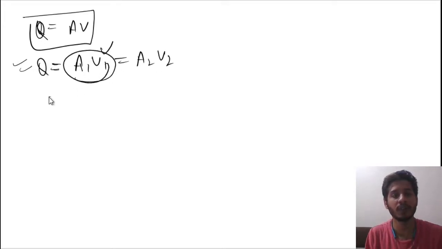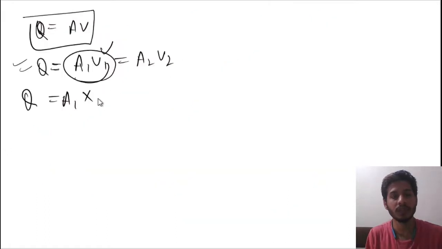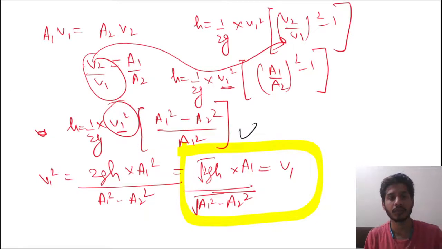Since we have calculated V1, we will put A1 here. Discharge Q is equal to A1 into V1. We will put this value, which is root 2GH. I think I have committed some mistake. H1 upon 2G, V1, A1 square. Yes, see this part, this A1 square minus A2 square, here it will be A2 square.